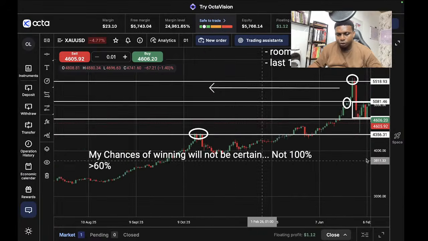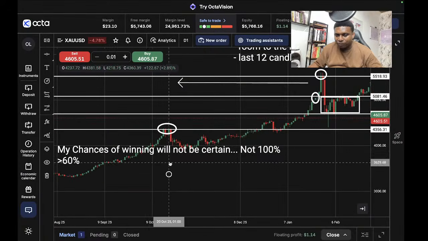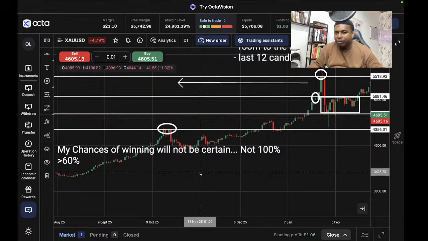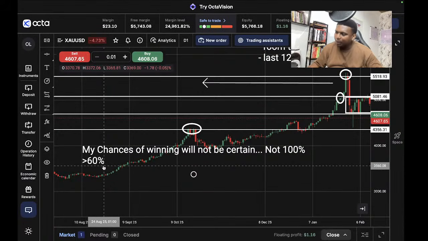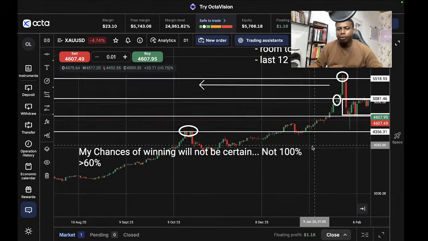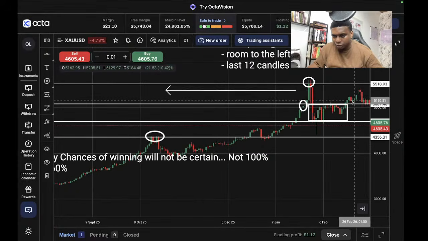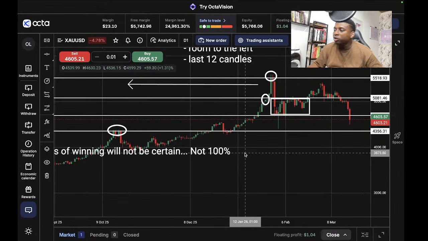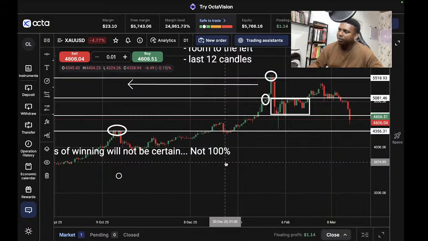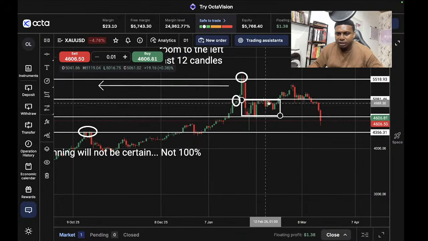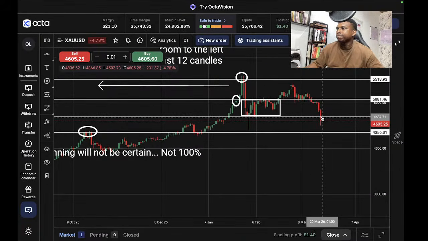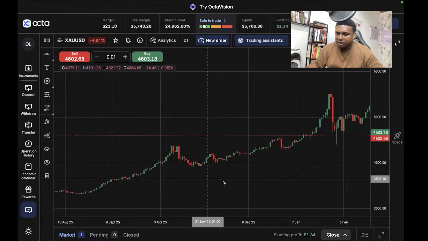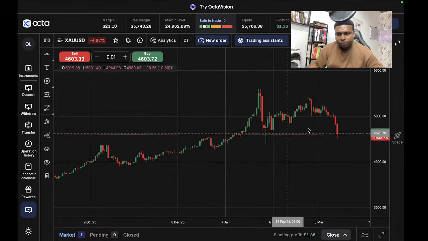I mentioned that my chances of winning would not be 100%, but greater than 60%. The possibility that this would go bearish is not 100%, but greater than 60%. And we can see what is happening here. This is a very important consideration for us. We're going to cancel everything here and start our analysis from the ground up.